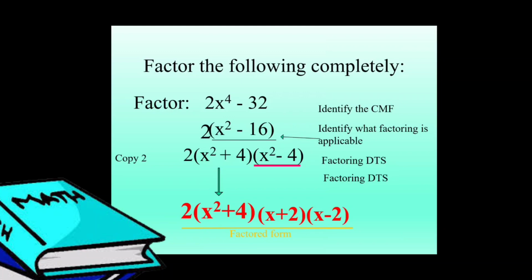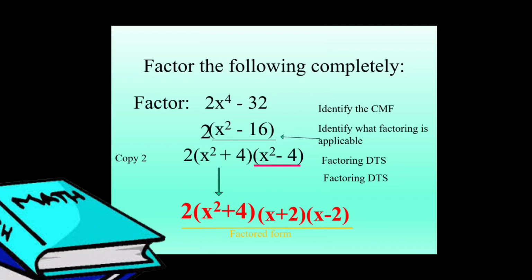Since x squared minus 16 is still factorable, we need to identify what factoring is applicable. And we can use factoring difference of two squares. So we just only need to copy 2 and then simplify x squared minus 16. We will come up with x squared plus 4 times the quantity of x squared minus 4. Then right after that, observe the given expression if we can still factor it.